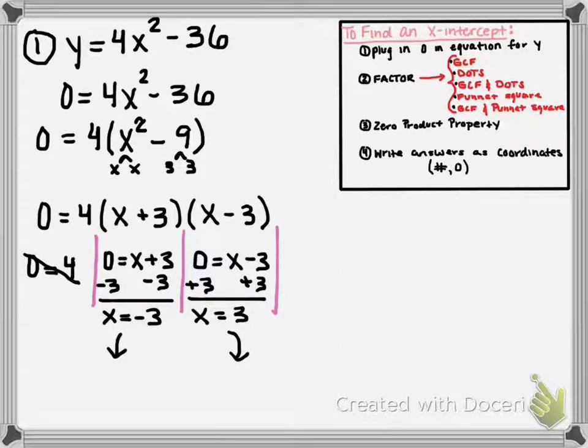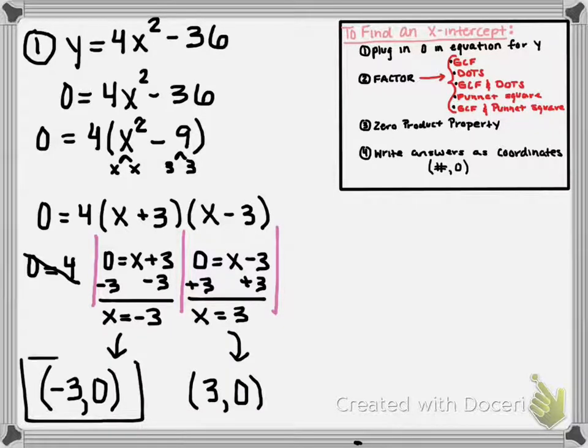So last step, step number 4, write the answers as coordinates. So in our first one, we said x equals negative 3, and remember y is 0, because we plugged in 0 for y at the very beginning. And same thing here, I have x this time equals positive 3, comma, and our y value again is 0. So my 2 x-intercepts, or your 2 final answers, are negative 3, comma 0 and positive 3, comma 0. So if we were to graph this parabola, your x-intercepts would be at negative 3, comma 0 and positive 3, comma 0.